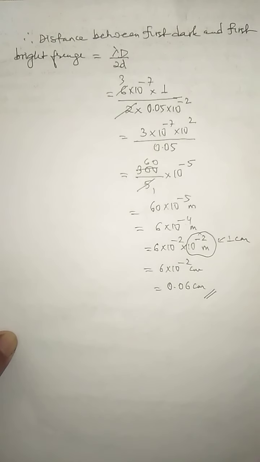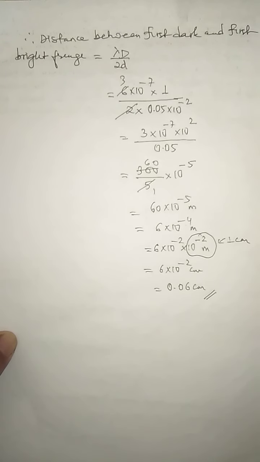So this is one of the important problems we have solved based on Young's double slit experiment. Now we have the last problem to solve, and that is problem number 7, and that you will learn in the next YouTube video.